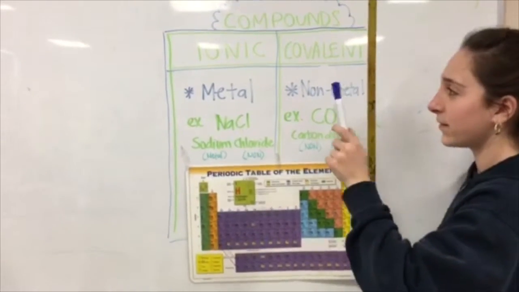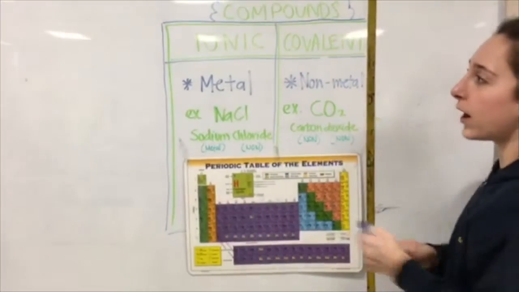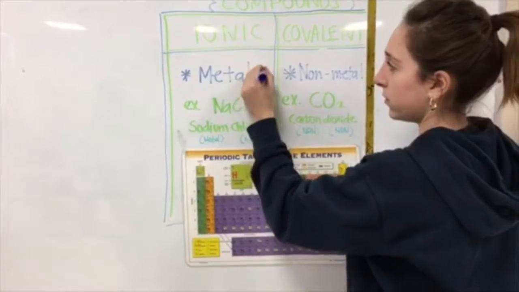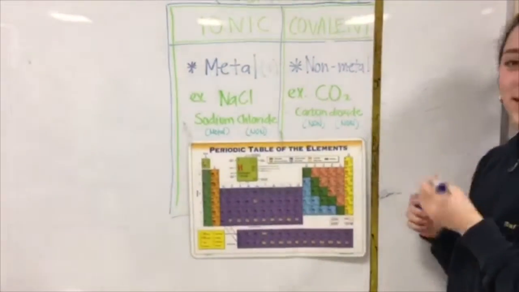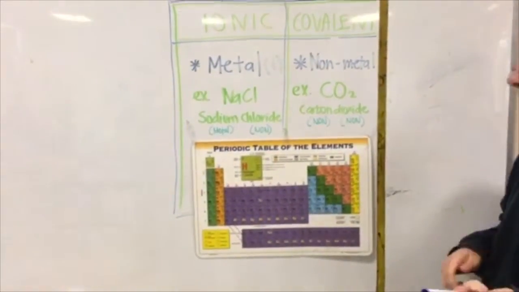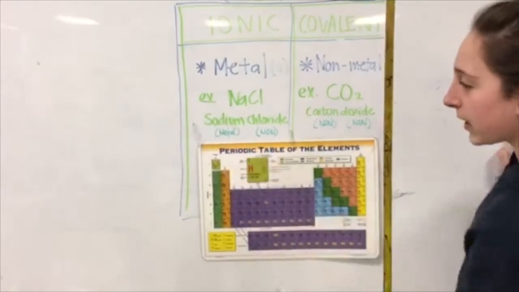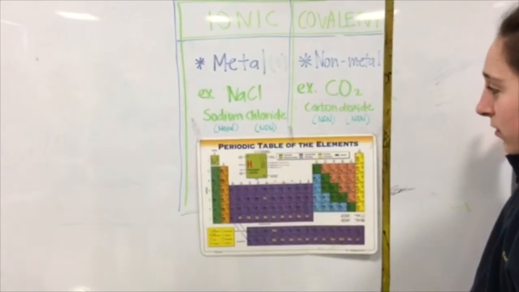And how to know if it's an ionic compound? First of all, it needs to have one metal. For example, NaCl. Na is for sodium and Cl is for chlorine.